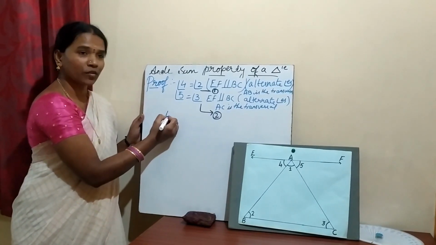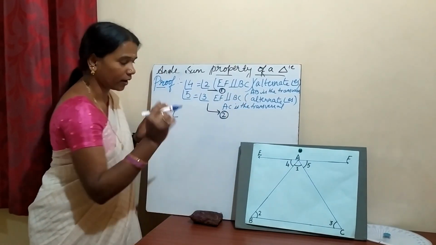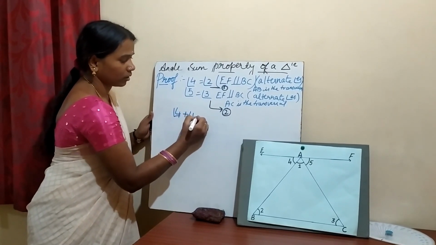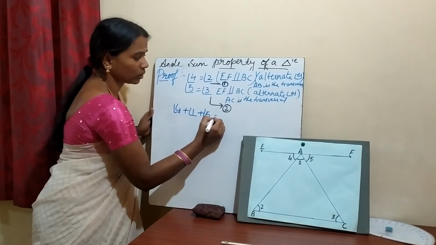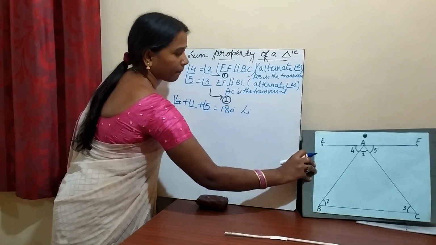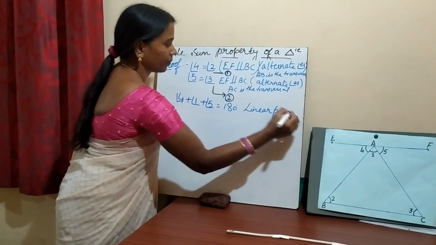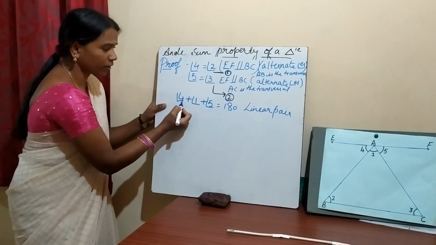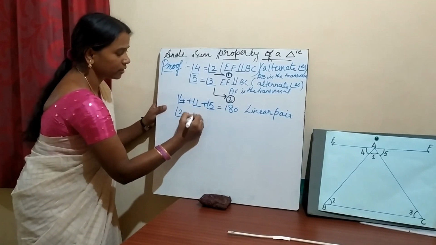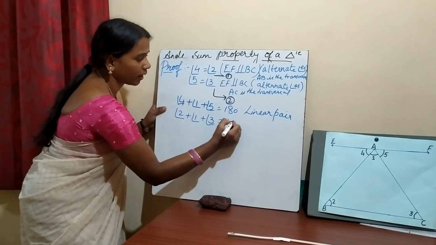Just observe here, similar to here, angle 4 plus angle 1 plus angle 5 is equal to 180 degrees. The reason is linear pair. Instead of 4, we can write angle 2. It's angle 1 as it is, plus angle 5, which we can write as angle 3, which is equal to 180 degrees.